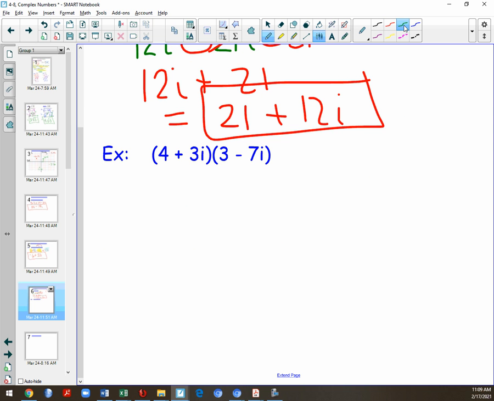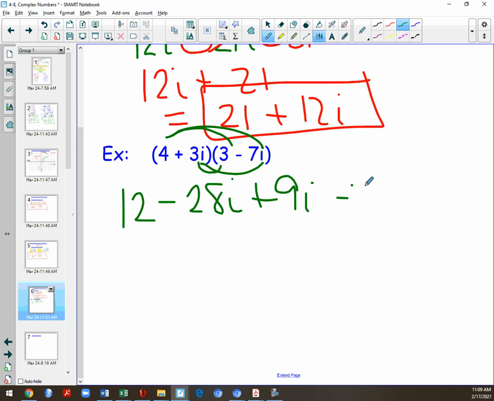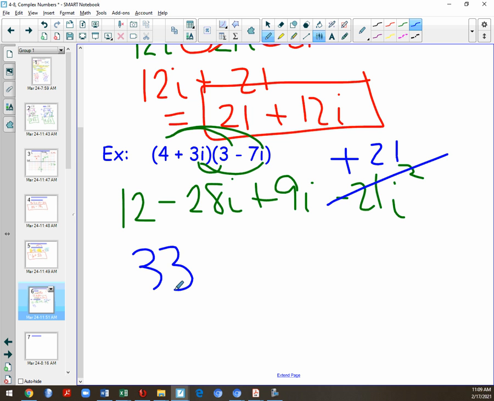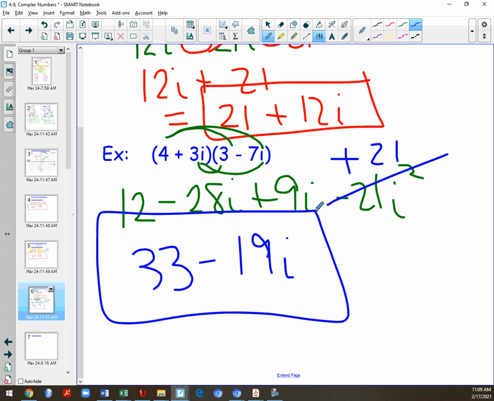Keep going. The second one, these are two binomials attached by multiplication. So you're going to FOIL. First terms give you 12. Outer terms give you -28i. Inner terms give you 9i. And last terms give you minus 21i squared. Now, what did we know about i squared? i squared equals -1. So that changes that minus 21 into a plus 21. So I have 21 plus 12, which is going to give me 33. And -28 plus 9 is going to give me simply minus 19i. Trying to do too many things at one time here.